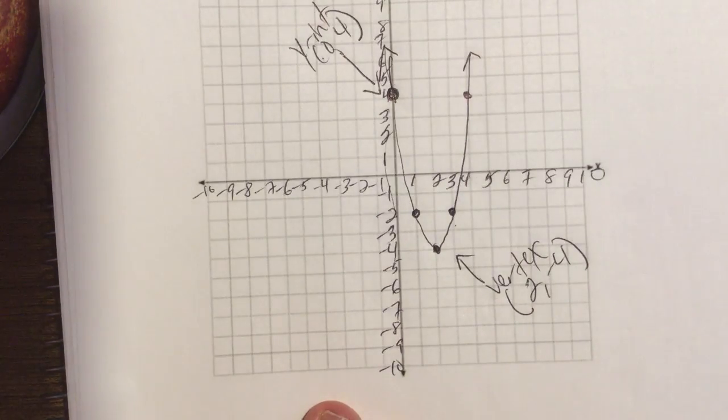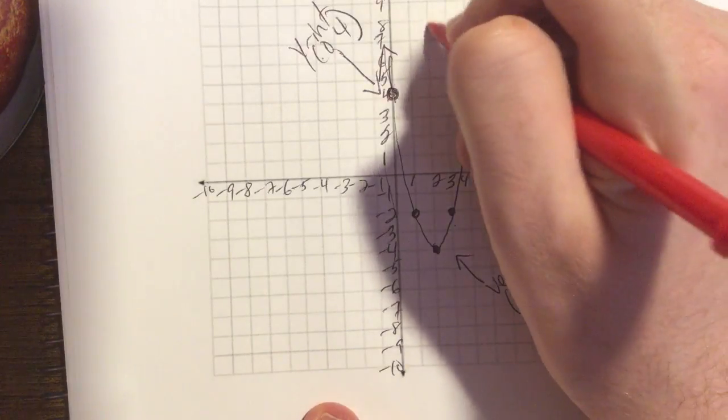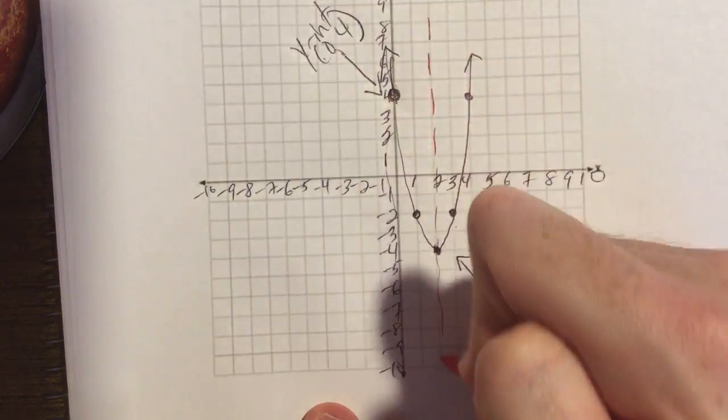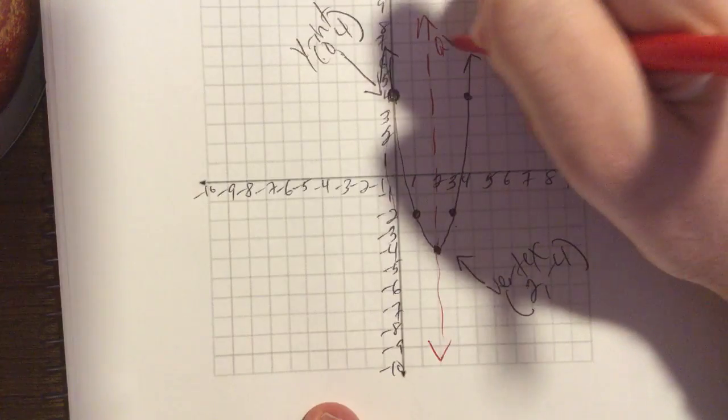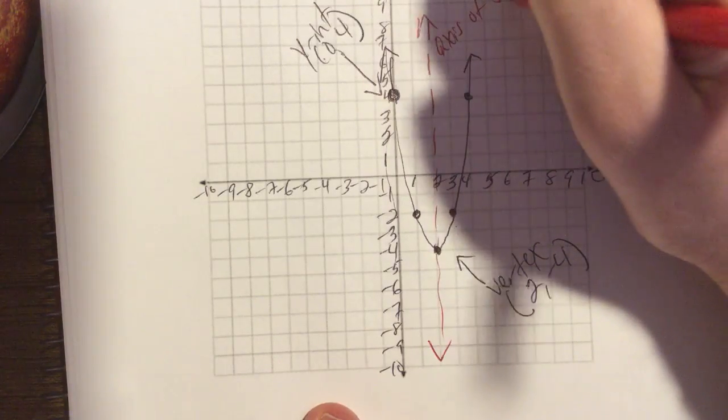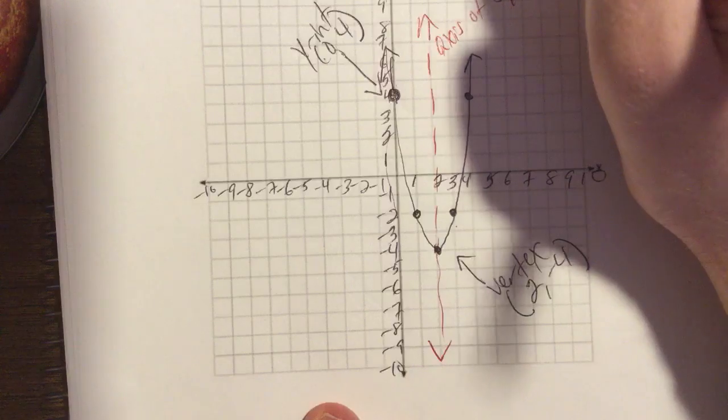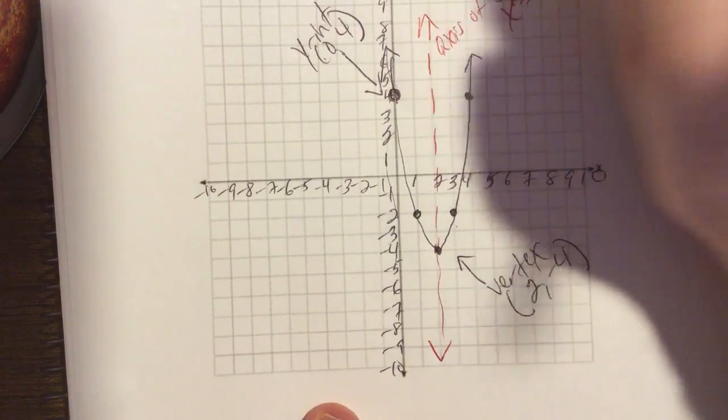Important to also label the axis of symmetry. The axis of symmetry was x equals 2, which would be that vertical dotted line that I'm showing now. I'm going to write this as axis of symmetry, x equals 2.